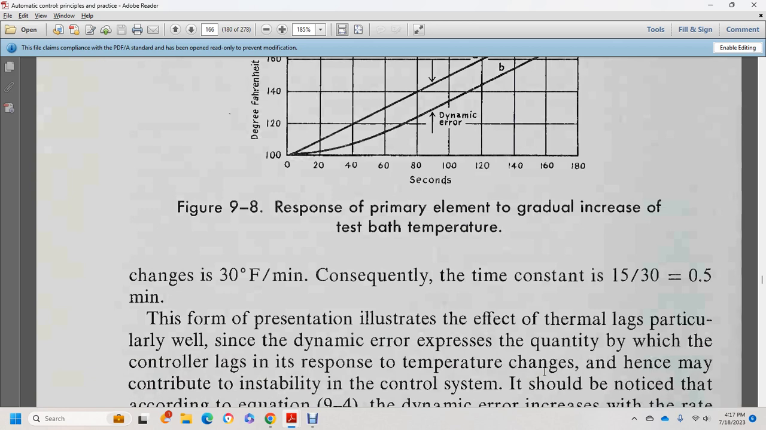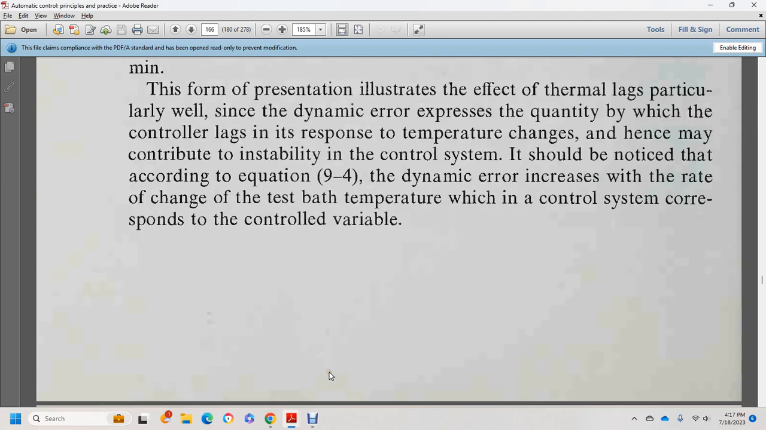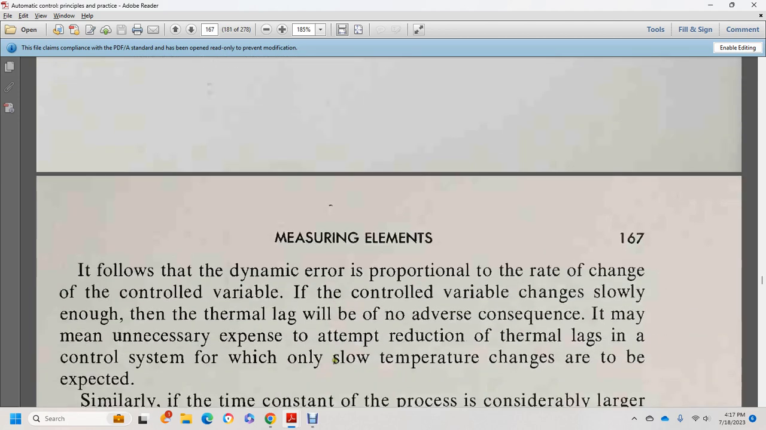This form of presentation illustrates the effect of the thermal lag, with a particular well assumed. The dynamic error expresses the quantity by which the control lag responds to the temperature change, but hence may contribute to instability in the control system. It should be noticed that, according to equation 9.4, the dynamic error increases with the rate of change of the test bath temperature, to which the control system corresponds as the control variable. It follows that a dynamic error proportional to the rate of change of the control variable will change slowly enough, but the thermal lag will not be adversely consequential.